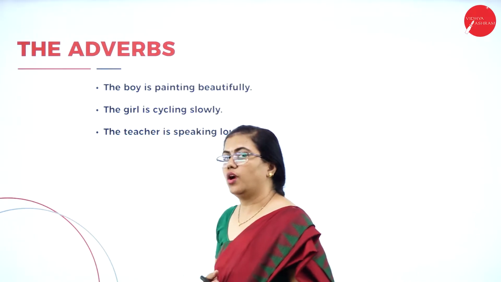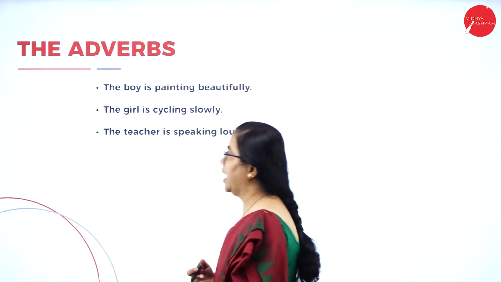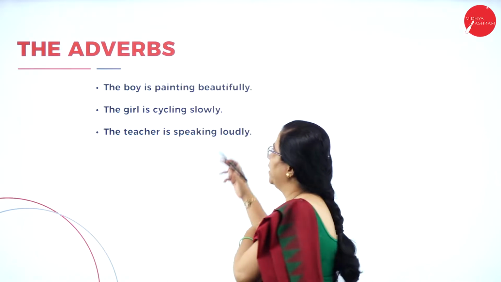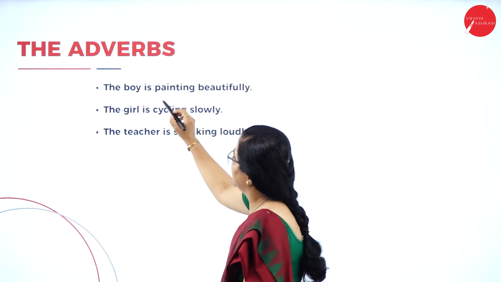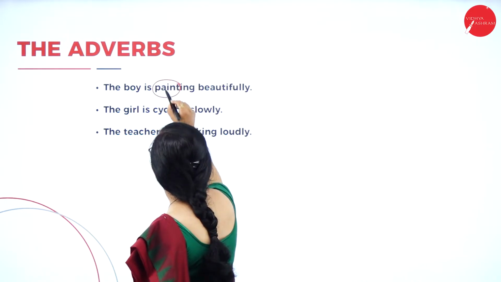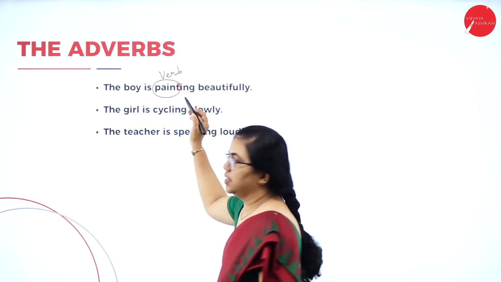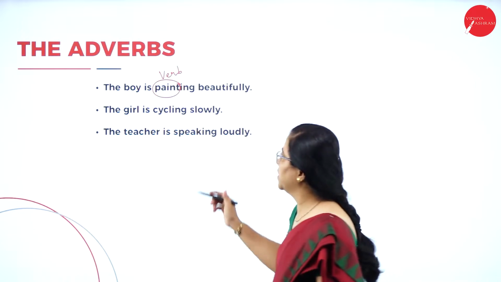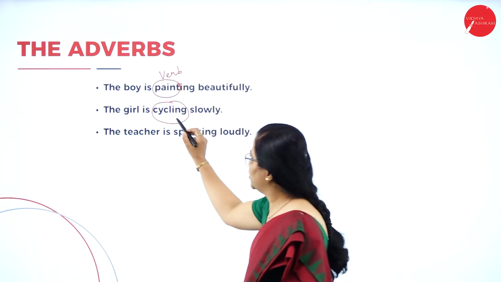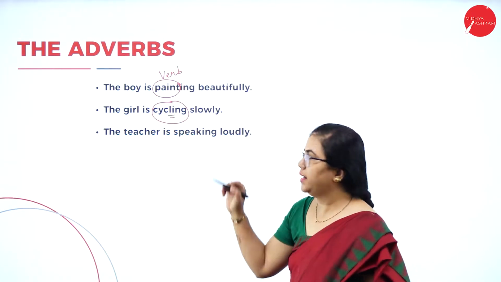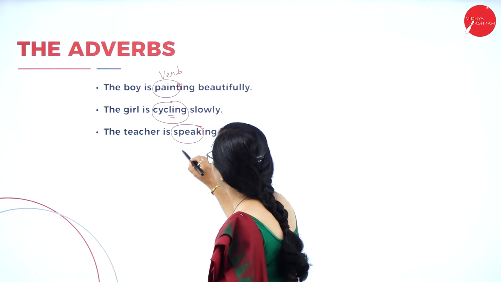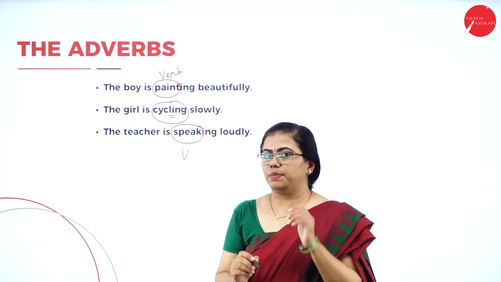Next, what are adverbs? We have to understand what adverbs are here. Compared to the previous sentences, I have just added a few words. First, let us identify the verbs in these sentences. Paint is the main verb, the action that is happening. Here again, cycle is the main verb, but ing has been added, so it becomes cycling. And here also speak is the verb in the sentence.